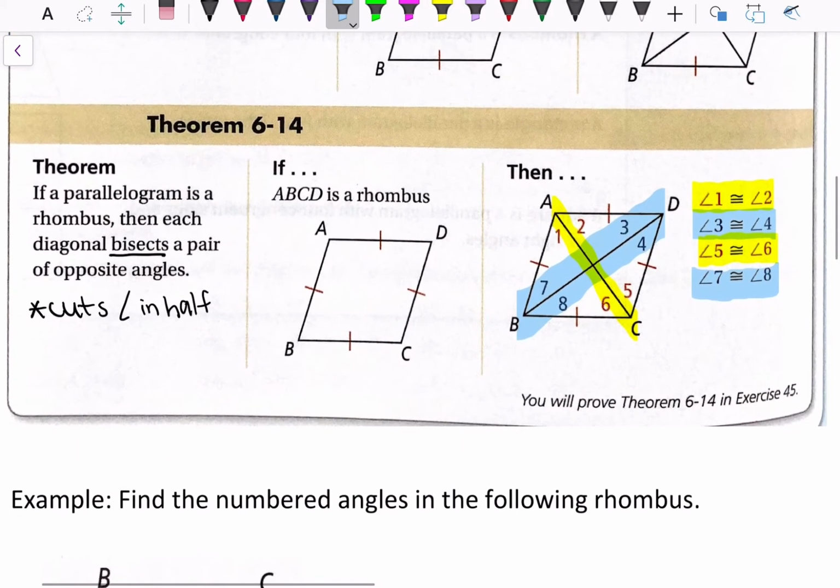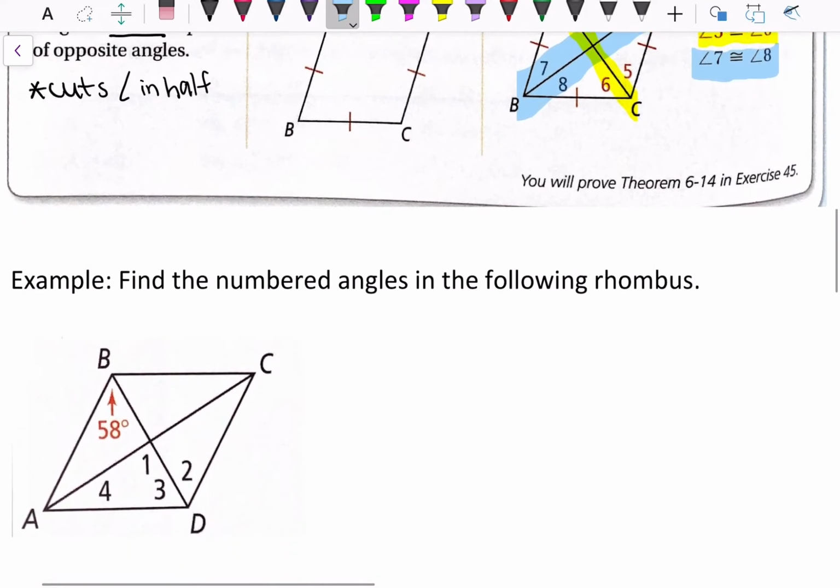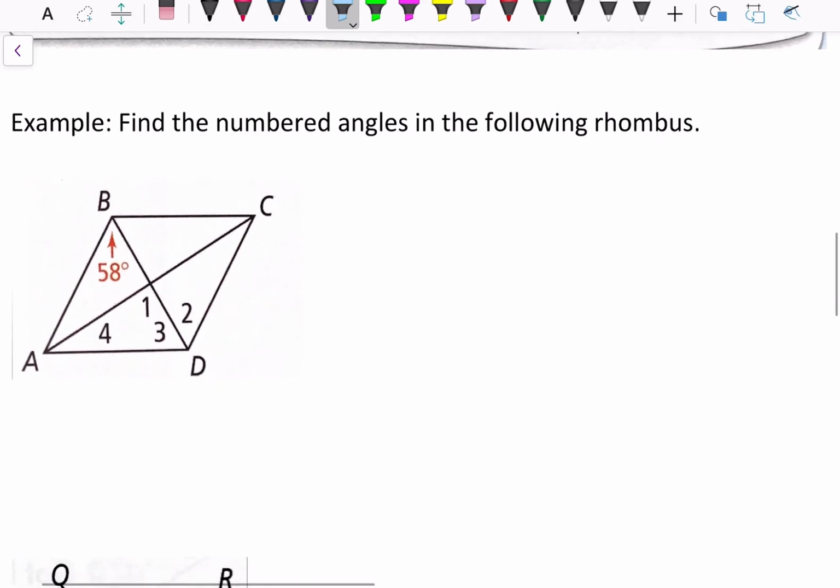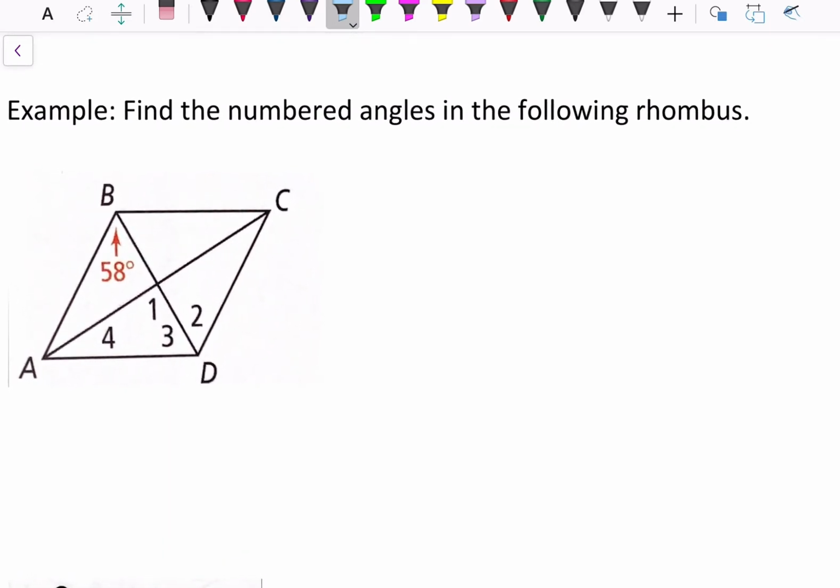We are going to use these two theorems to find missing angles of a rhombus. This is very similar to when we found missing angles of a kite. So first of all, we are trying to find angle 1, angle 2, angle 3, and angle 4. And we know that the diagonals of this rhombus do not bisect each other. They are perpendicular. My apologies.